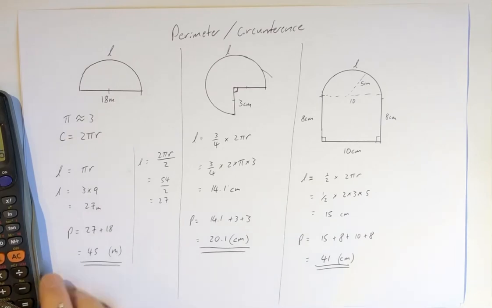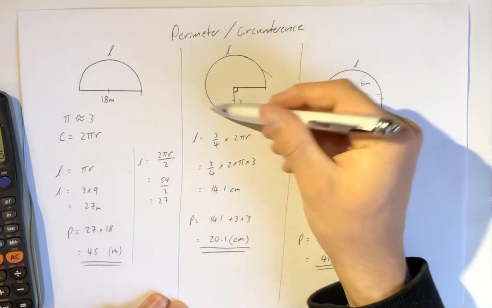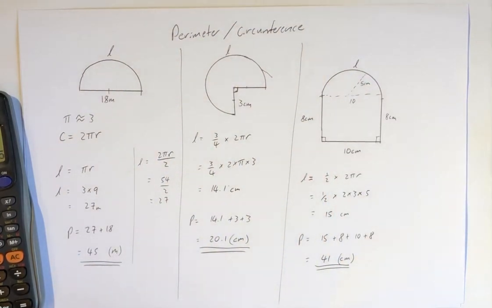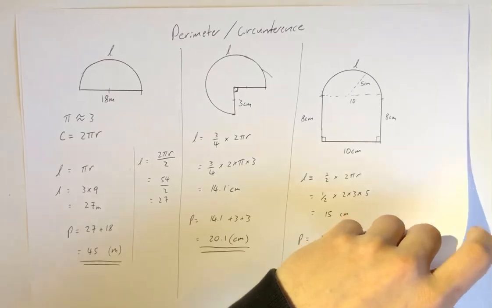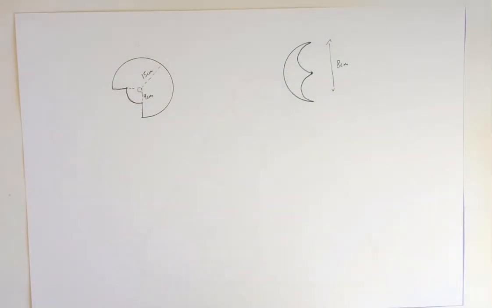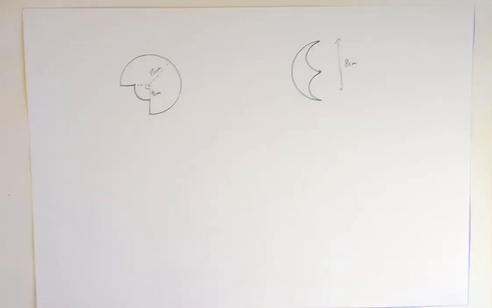Pretty easy stuff. All right, once you know that formula for circumference and you understand how to get the fraction of it, then you're away. All right, some harder problems now. Hopefully that's lining up on the camera, all good.